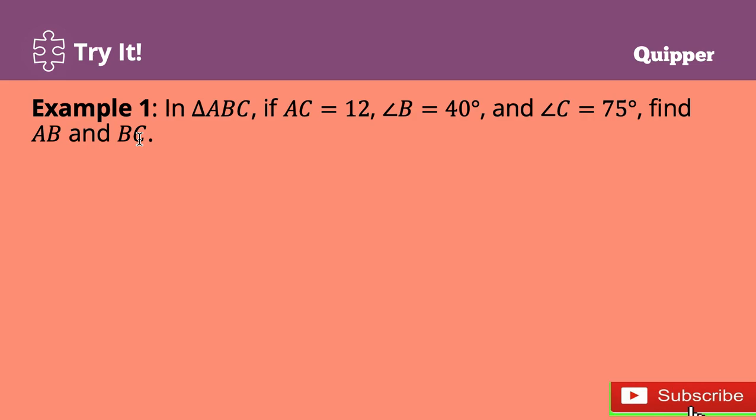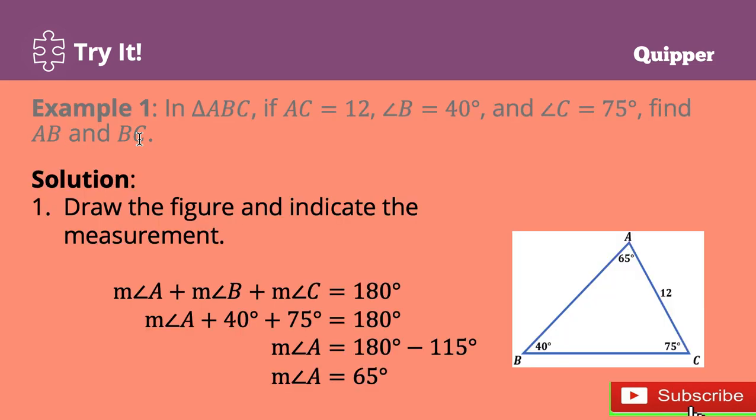First is we are going to draw the figure and then indicate the measurement. And take note that the sum of the interior angles of a triangle is always equal to 180 degrees. Now since we only have two angles that are given, we have to find the other angle using this idea by just adding all the interior angles and equate it to 180 degrees. So we have measure of angle A is equal to 65 degrees.